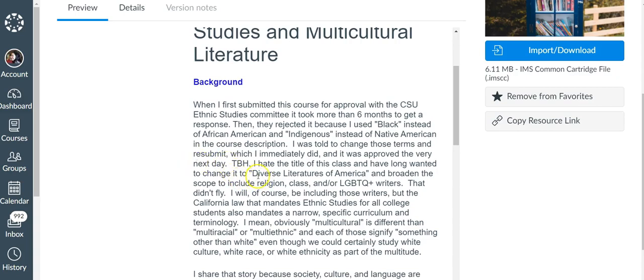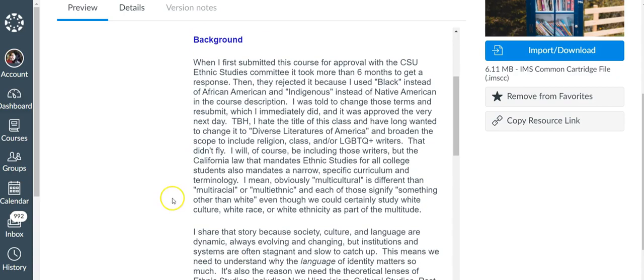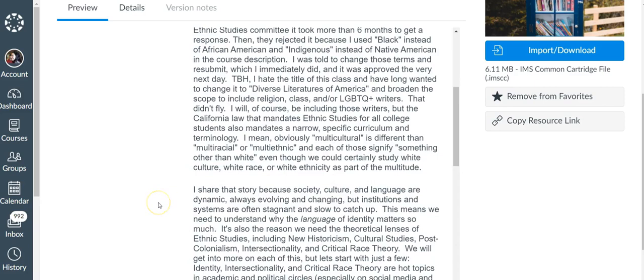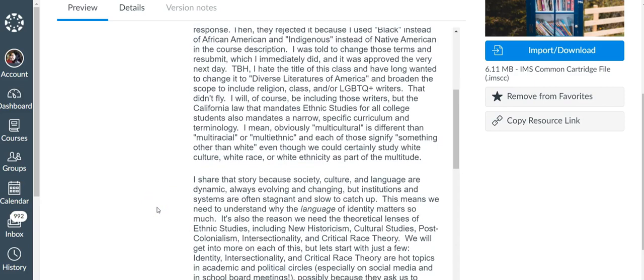I wasn't allowed to change the title, which I wanted to call Diverse Literatures of America. And we're not allowed to include anything outside of really race, ethnicity. So these are the kinds of things that I think, especially at the college level, it's so important to be talking to the students about.